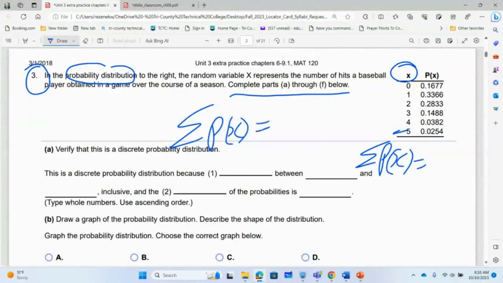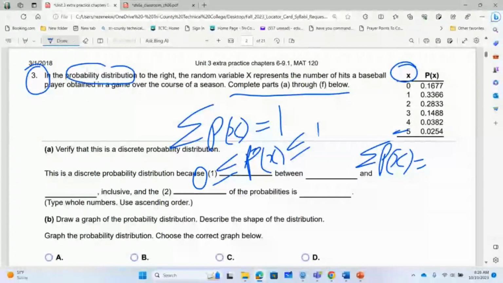Before you start doing any arithmetic or calculations in a probability distribution, you want to check the two important rules of probability. Is the sum of the probabilities equal to 1? Does it contain any negatives? I'm just going to eyeball the right-hand side. There is no negative.